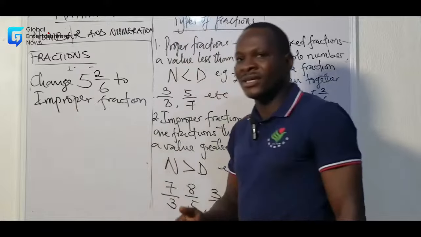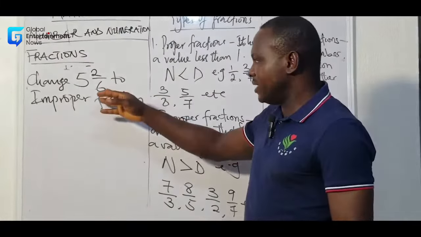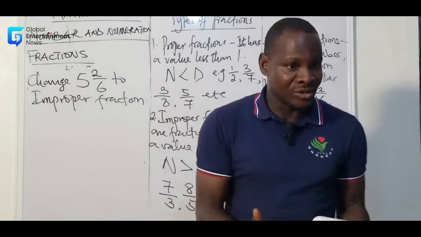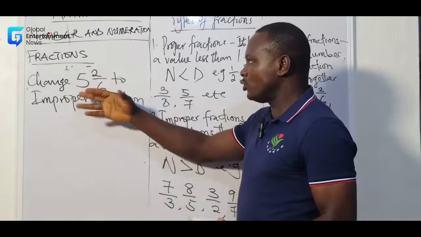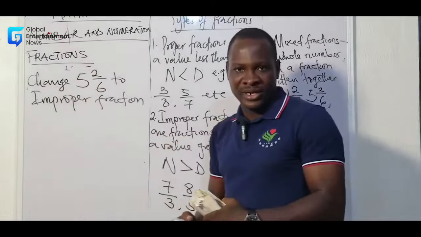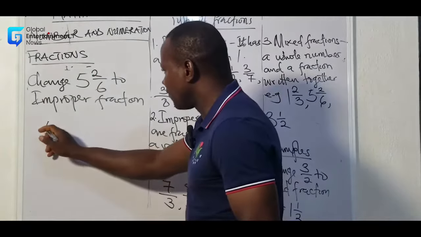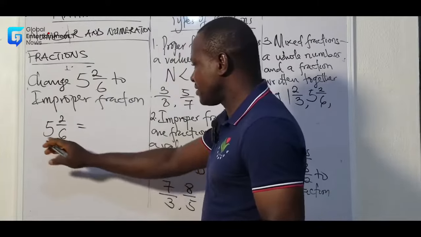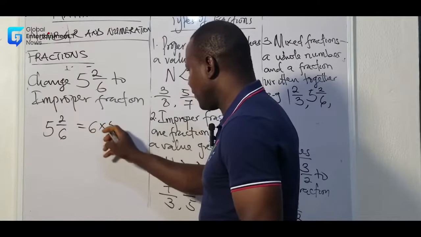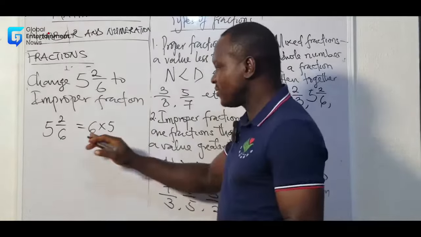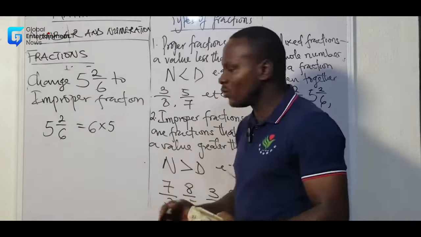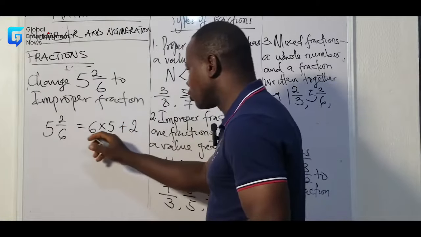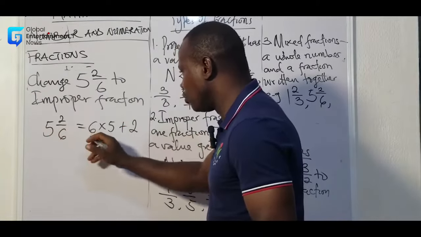What you are going to do is multiply the denominator by the whole number. Then whatever result you get, you sum it to the numerator. This is what I mean. The question is 5 whole number 2 all over 6. This will give us 6 times 5, plus 2, all over the denominator, 6.